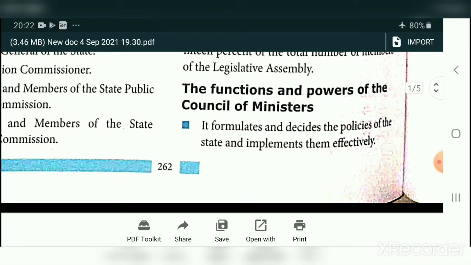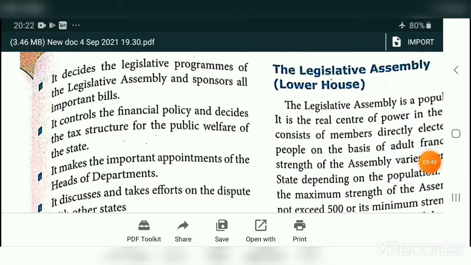Now we will see the powers and functions of the council of ministers. It formulates and decides the policies of the state and implements them effectively. So the main important function of the council of ministers is to form the state policy, decide the policies, and implement them effectively. It decides the legislative programs of the legislative assembly and sponsors all important bills. The council of ministers decides the programs of the lower house and sponsors the important bills.